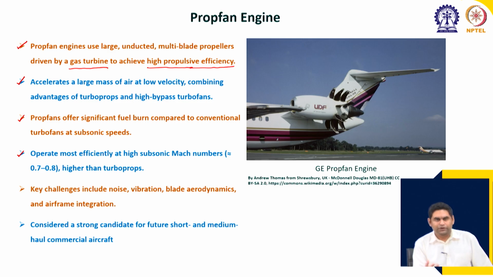So, 0.7, 0.8, 0.9. Okay. So, they are designed to operate at higher speed as compared to turboprops. That is why these were designed initially. Some of the challenges and difficulties include high noise, okay, because there is no outer duct. So, the outer fan is rotating at very high speed and thus creates a lot of noise because the airflow is at very high speed and there is no duct for shielding.